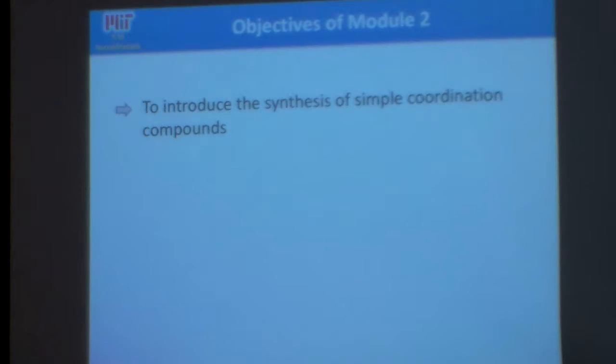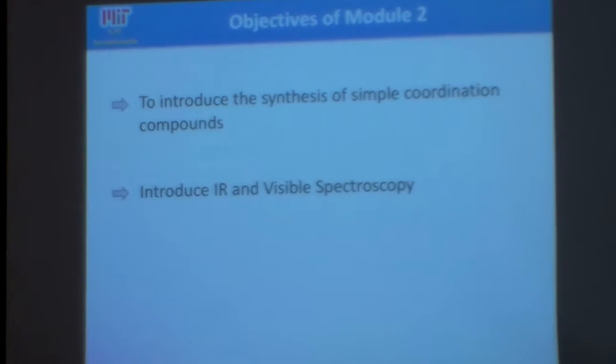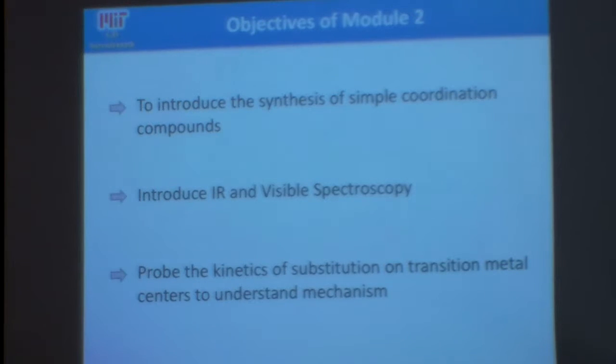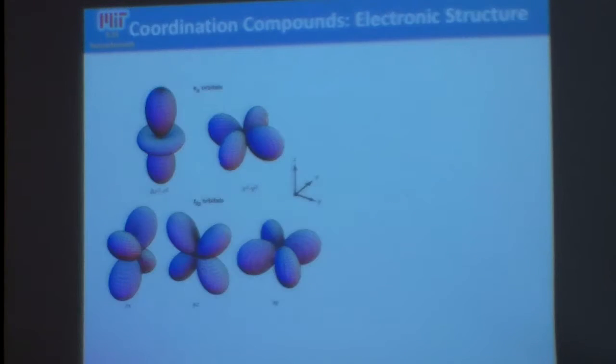So what do we really want to do here, right? What we want to do is introduce some aspects of the synthesis of simple coordination compounds, particularly as it relates to the laboratory. I'm going to introduce a little bit of vibrational and UV-visible spectroscopy, but the vibrational spectroscopy will be in terms of practical aspects. Marius will give a full lecture on that, I believe, next week. And the other thing is that we're going to explain a little bit about the ways in which you can probe the rates of substitution of ligands at a transition metal center and use that as a basis for understanding mechanisms. So let's begin very simply, right?